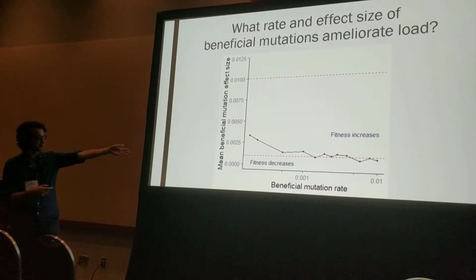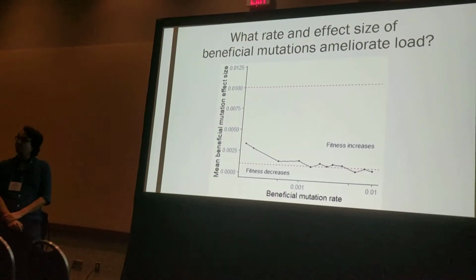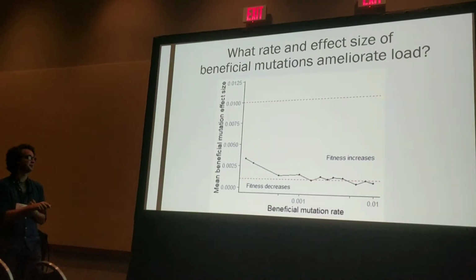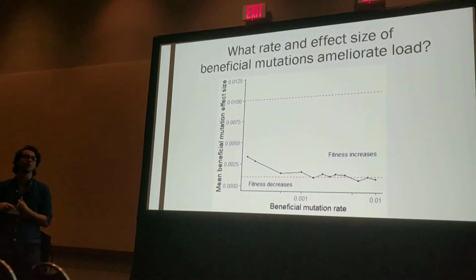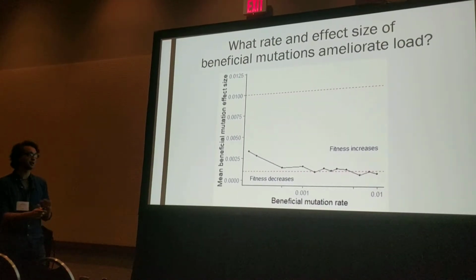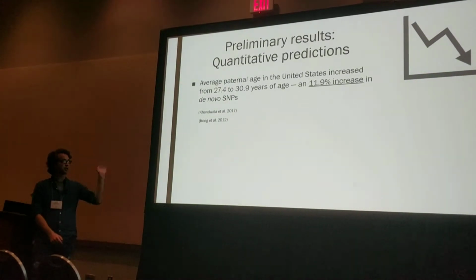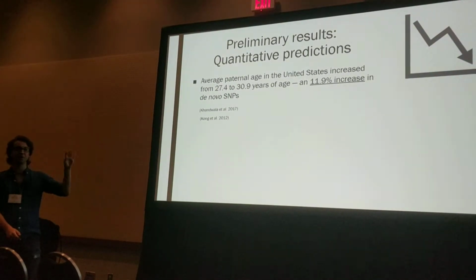And what I want you to take away from this is just that we're probably good. For the vast majority of reasonable beneficial parameter ranges, we survive. Although that's a close call. I'm just going to zoom through this because these are very preliminary results. I don't have much to tell you.